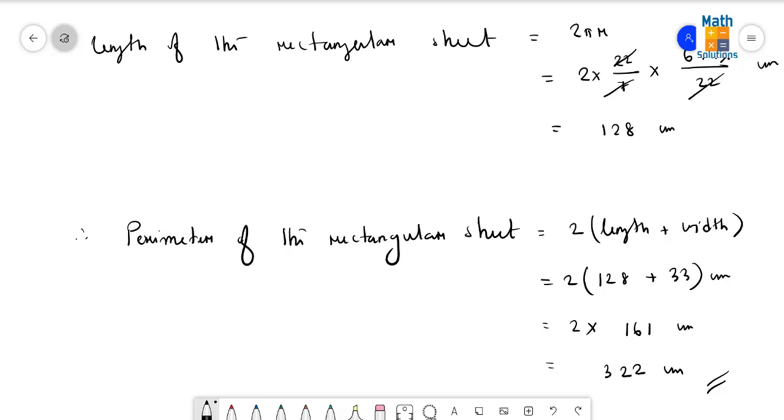So the remaining questions, question number 9 and 10 of this exercise, can be done in the same way as we did all the sums. Thank you.